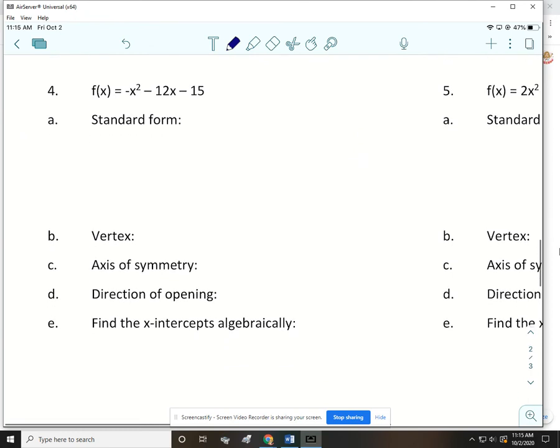Okay. Why don't you guys try number 4 on your own and then pick back up and see if we ended up doing the same thing.